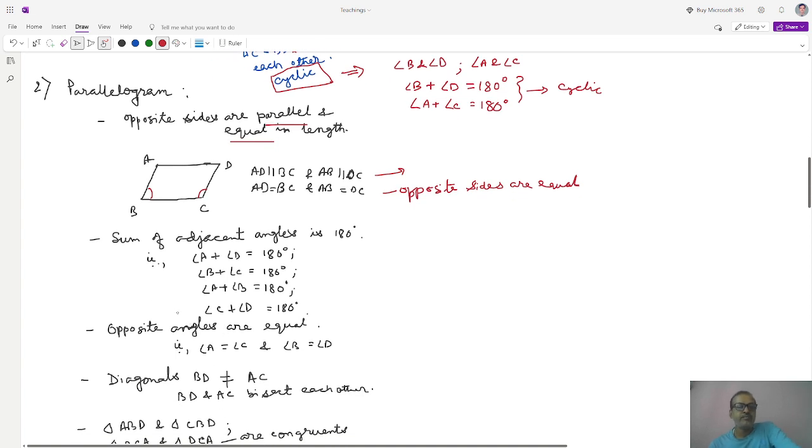In a parallelogram, opposite angles are also equal. Here, a pair of opposite angles, angle B and angle D. So, angle B equals angle D. Similarly, angle A equals angle C.